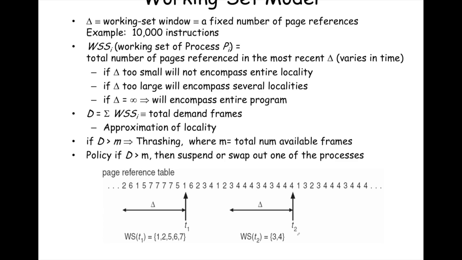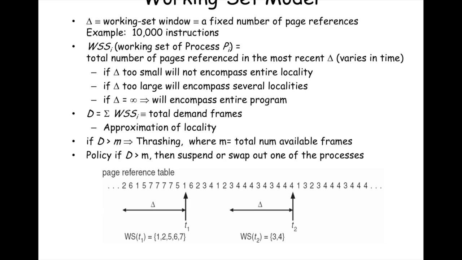Now we have the working set size for a particular process called WSSi, and this working set size is the total number of pages referenced in the most recent period of time, delta, and that delta can vary. And so if delta is too small, it's going to encompass not the entire locality, only part of it. If delta is too large, it's going to encompass more than one locality. And if delta is infinite, that's going to be the entire set of pages or localities encompassing the entire program.